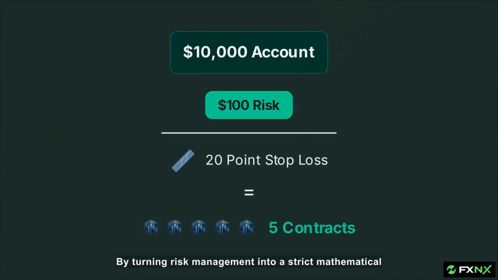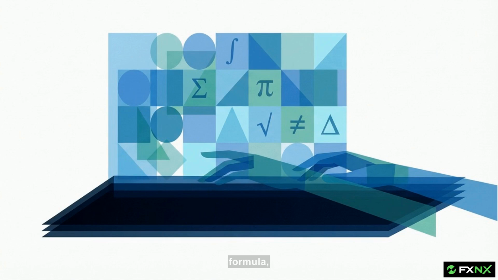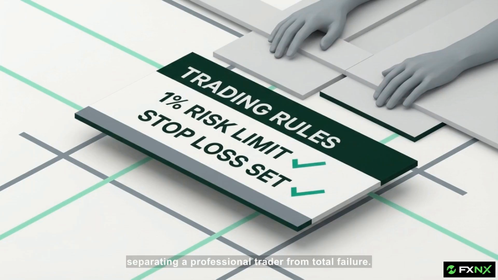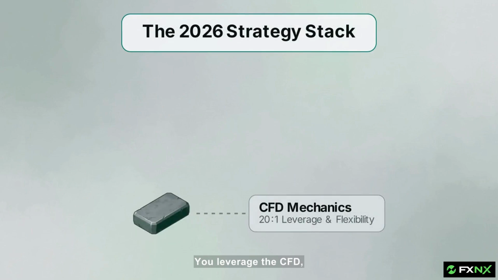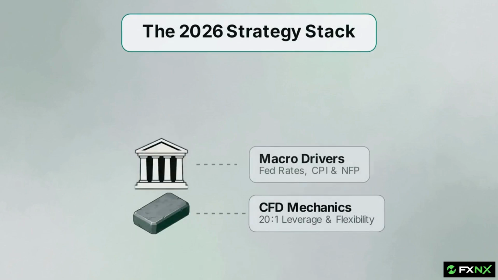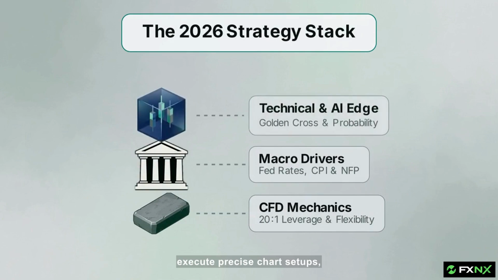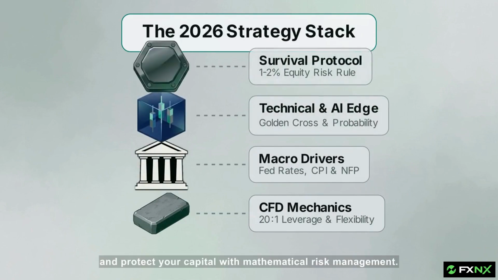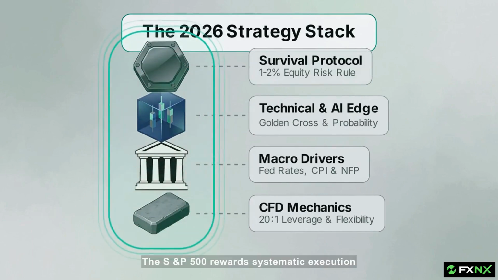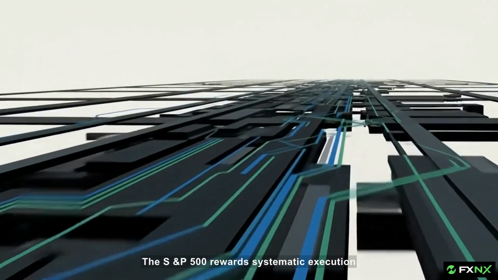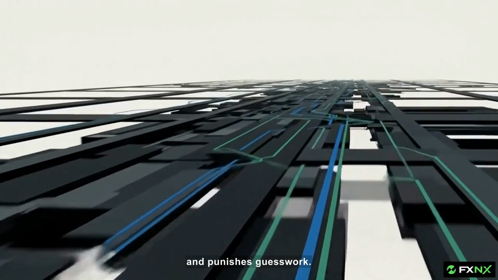By turning risk management into a strict mathematical formula, you remove emotion from the equation entirely. That discipline is the only barrier separating a professional trader from total failure. That is the complete strategy stack. You leverage the CFD, track macroeconomic drivers, execute precise chart setups, and protect your capital with mathematical risk management. The S&P 500 rewards systematic execution and punishes guesswork.